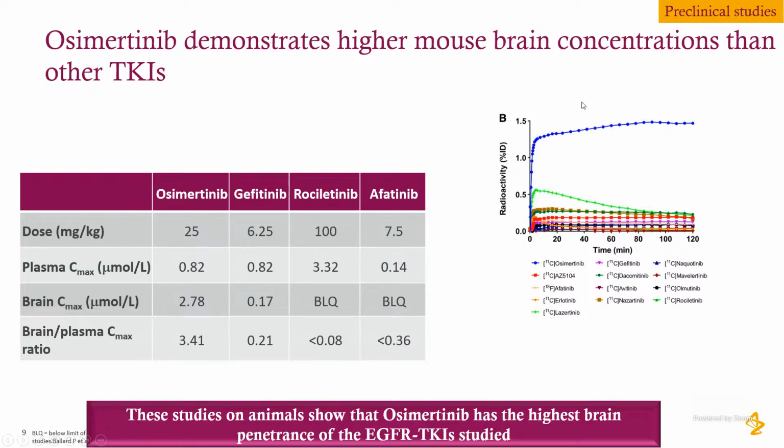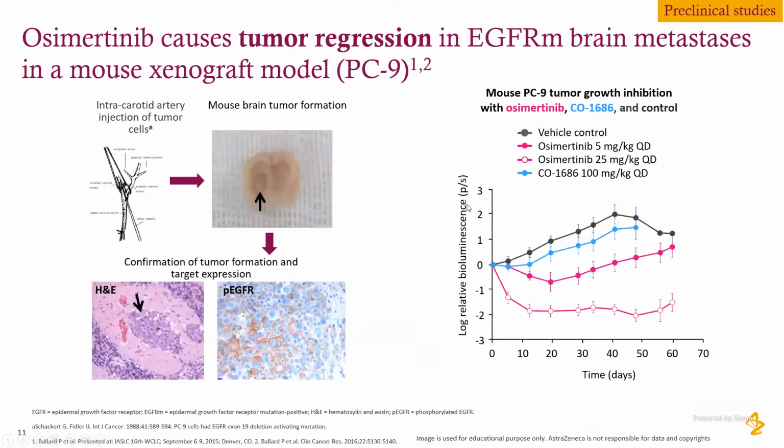If we look into this graph, the radioactivity present in the brain shows a steep rise and a plateau with osimertinib, and in comparison the radioactivity is very much less with the other molecules, gefitinib, afatinib, or rociletinib. So even these preclinical studies, done in animals, showed that osimertinib has the highest brain penetration.